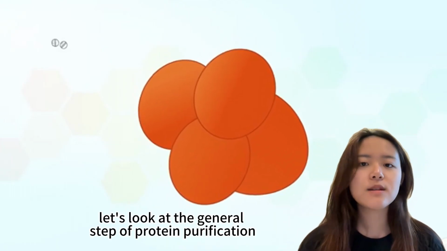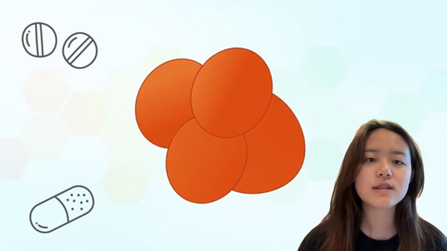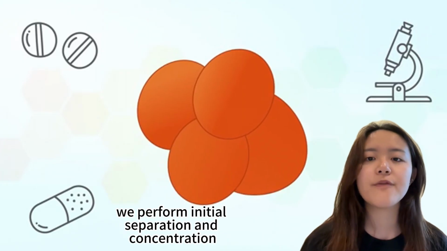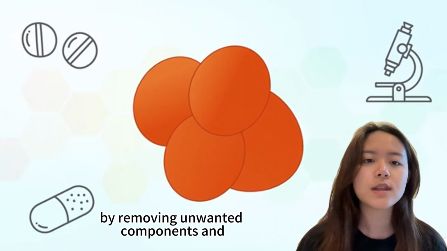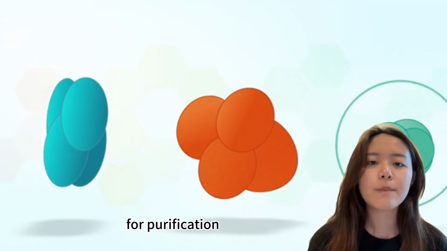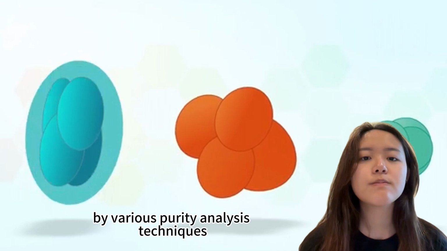Before going into more details, let's look at the general steps of protein purification. First is sample preparation. We extract protein from biological sources such as yeast or bacteria and then disrupt the cell to get the protein sample out. After that, we perform initial separation and concentration by removing unwanted components and concentrating the sample. Following that, we use specialized chromatography methods to refine the separation for purification. Finally, we evaluate the purity and quality of the isolated protein by various purity and analysis techniques.